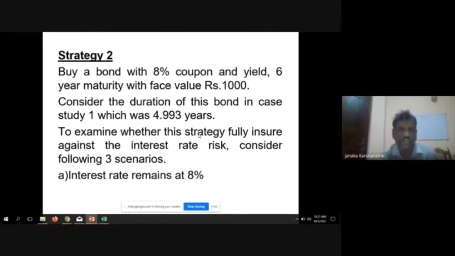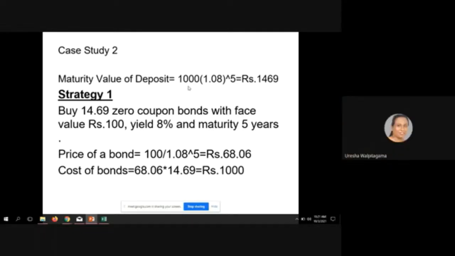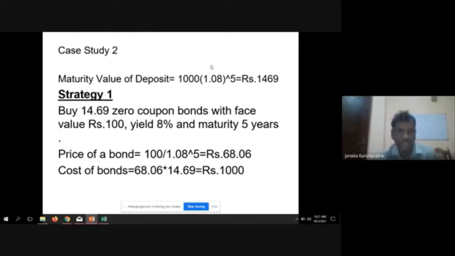Let's move on to strategy 2. Now, another strategy is to match. What is the concept you use? If you look at this particular bond, this deposit, what is the duration? 5 years. Okay, maturity 5 years, duration 5 years.